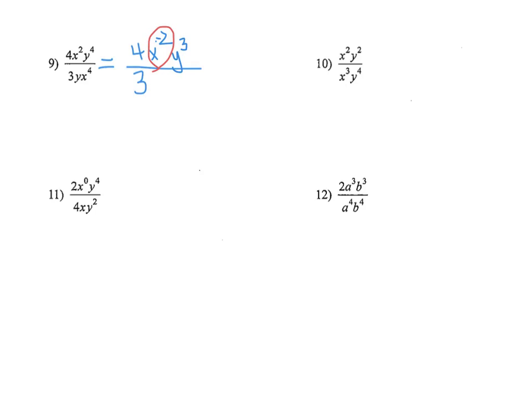Anything with a negative exponent has to drop or do a reciprocal, giving me, finally, up in the numerator, just 4y to the third. And now in the denominator, that x joins the 3x to the second. My final answer doesn't have any zero or negative exponents now, so that's it. You finish the rest of those. I want to see all 12 complete to turn in your assignment.